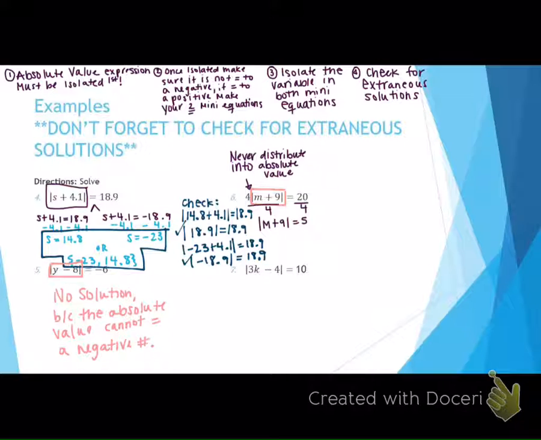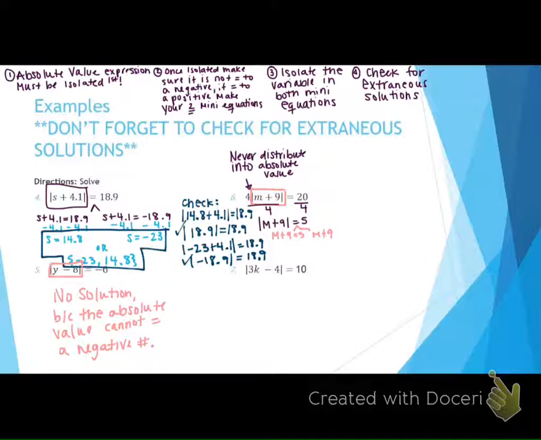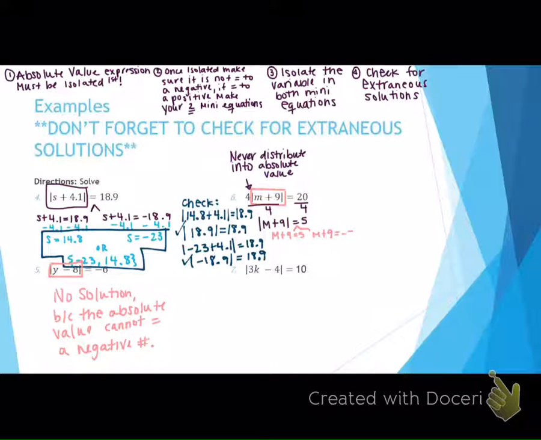So Colin, what are my 2 mini equations? Alright, okay, one would be m plus 9 equals 5, and the other would be m plus 9 equals negative 5. Good, you can go 5 to the right or 5 to the left from whatever your point is that you started at.